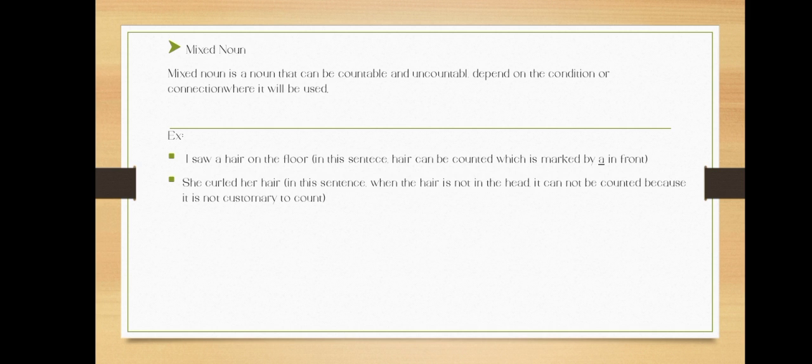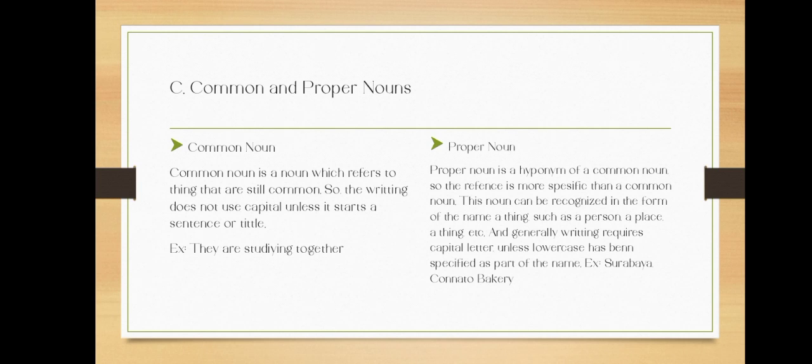Okay, for the third is common and proper nouns. The division of nouns into common and proper nouns refers to whether a noun belongs to specific or general. A common noun is a noun which refers to things that are still common. So, the writing doesn't use capitals unless it starts a sentence or title.